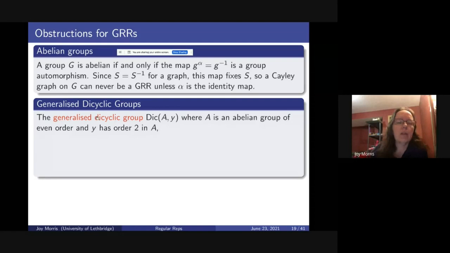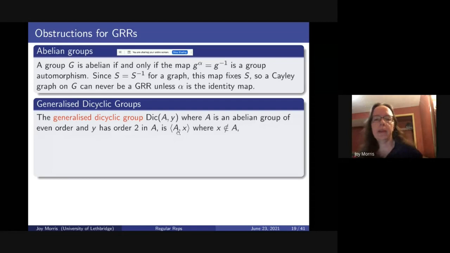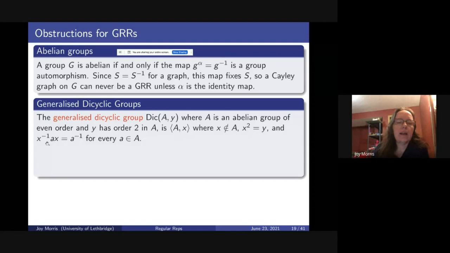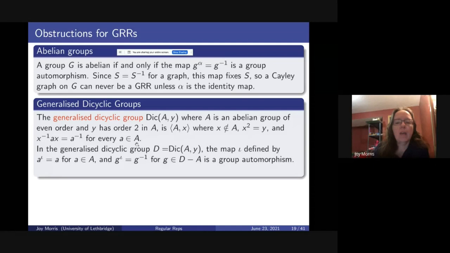Generalized dicyclic groups are defined as follows. We start with an abelian group A, which has to have even order, and we identify an element of order 2 in A and call it y. Then we can generate a group from the elements of A and a new element x that's not in A, define the square of x to be y, that involution that we've identified in A, and define x to invert every element of A. Then this creates a group that we call the generalized dicyclic group over A.